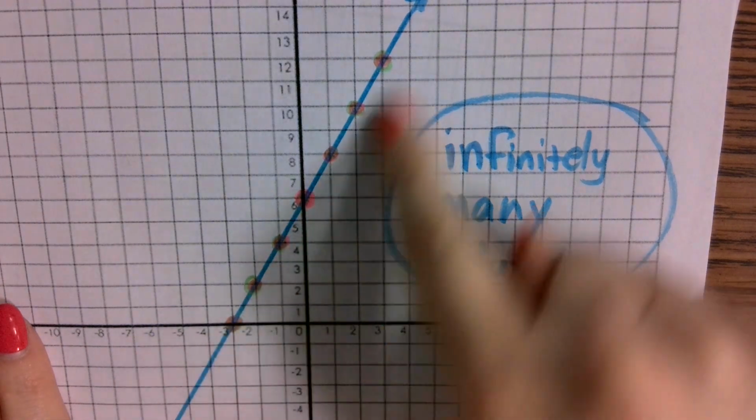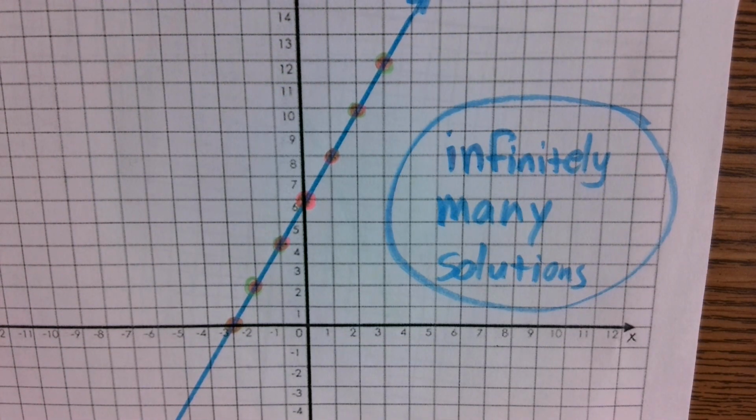They will overlap everywhere. So the last question was infinitely many solutions. Go ahead and get working on that Delta Math.